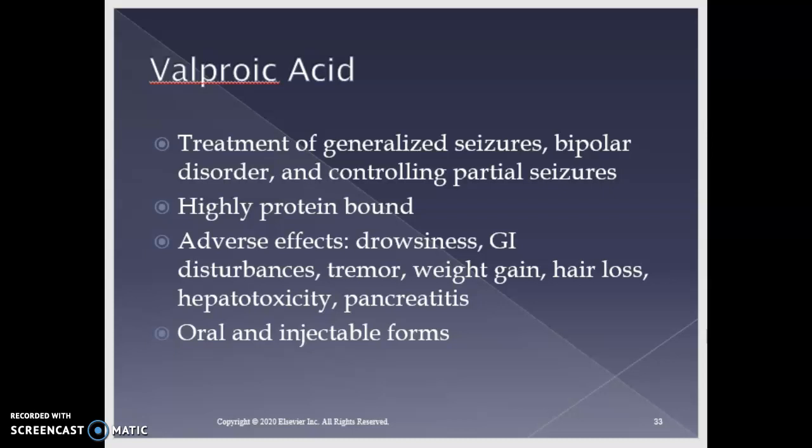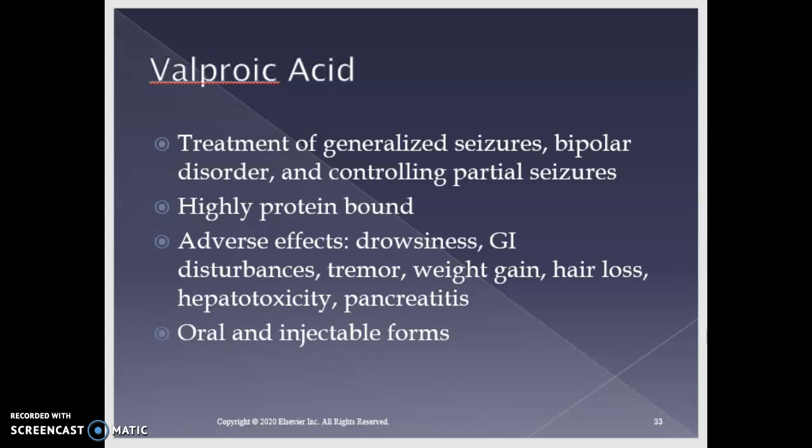Valproic acid is another drug used in the treatment of generalized seizures. We also see it used in bipolar disorder and for controlling partial seizures. This drug is highly protein bound. Its mechanism of action is the same as phenytoin, but the effects on the GABA and the calcium channels can cause some additional actions. So it's useful for this wide range of seizure types because of that. We also will see this used in the treatment of migraine headaches, and it has several trade names.